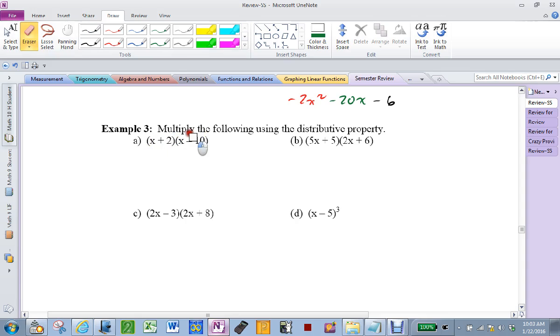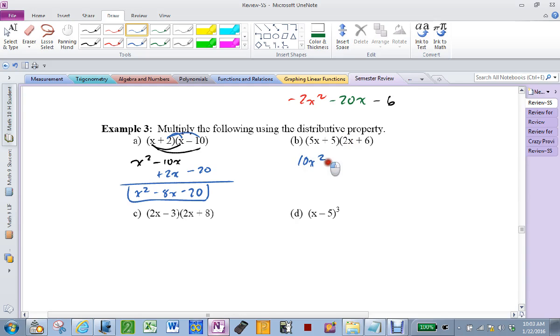The way I taught you to help you is FOIL, and then I taught you that other shortcut. X times x, x squared. X times negative 10, minus 10x. New term, new line. Plus 2x. Keep your x's together. Minus 20. X squared, negative 10 plus 2, negative 8x minus 20. Okay? Same thing here. 10x squared plus 30x plus 10x plus 30. 10x squared plus 40x plus 30.